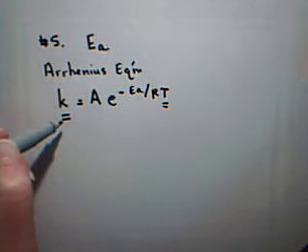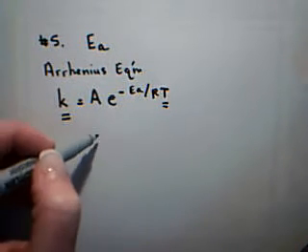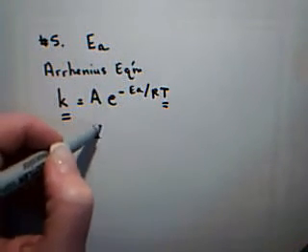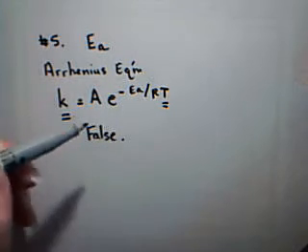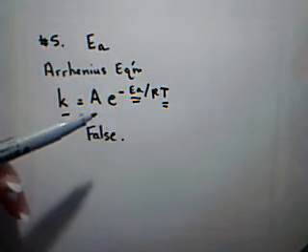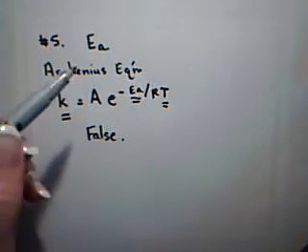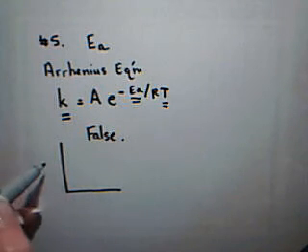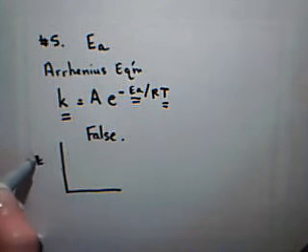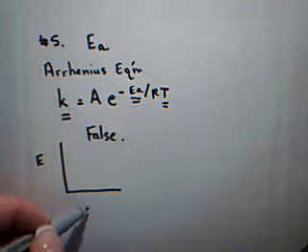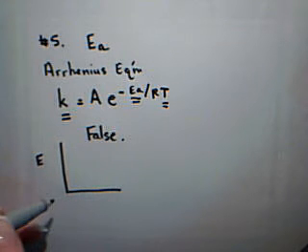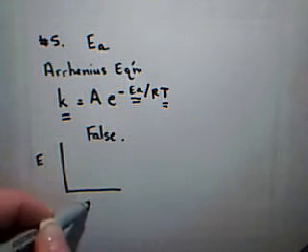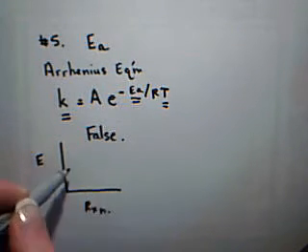And so number 5 says the energy of activation has no effect on the reaction rate. That is false, because the larger the activation energy, the bigger the barrier. You may have seen this in another textbook or in ours, the energy profile versus the extent of reaction. You may have seen this.